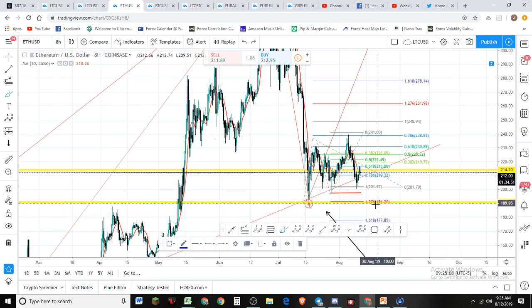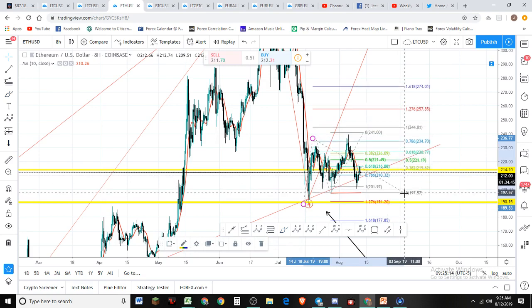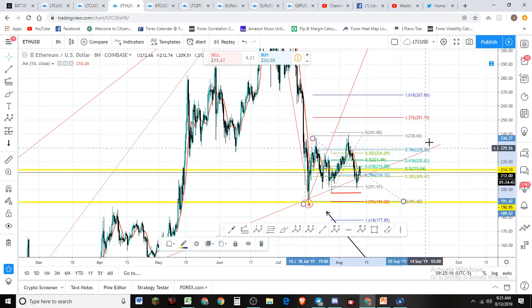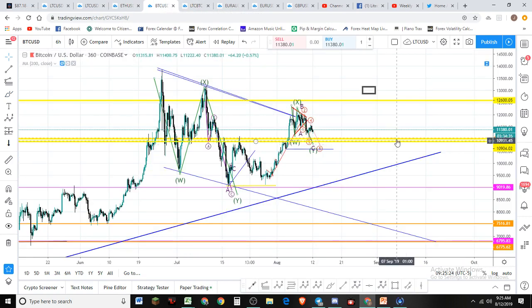We might be coming down here. If that's the case, upside targets at 238, 251, 267 if we get it. Really, we just got to watch BTC. So that's the big one. That's why we spend more time on BTC. So that's what we're looking at. Let's wait. No trade right now. Let's just wait and see what the market gives us.